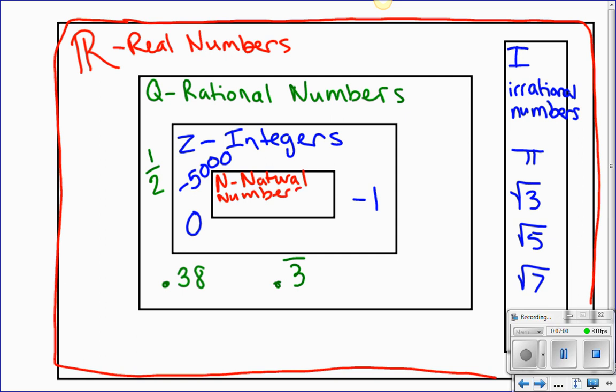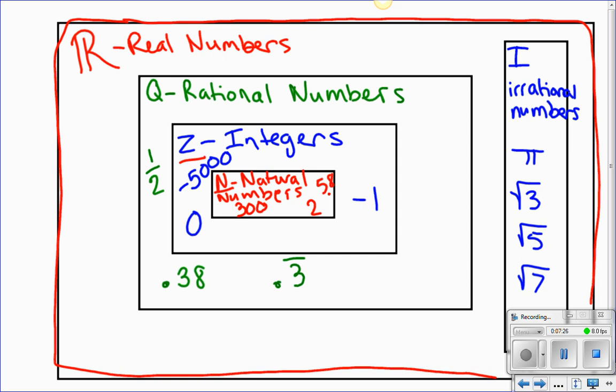So those are all the counting numbers. So any positive whole number, sometimes 0. So like 300, the number 2, the number 58, etc. Okay, so how we read this diagram, 58 is a natural number, but it's also an integer.